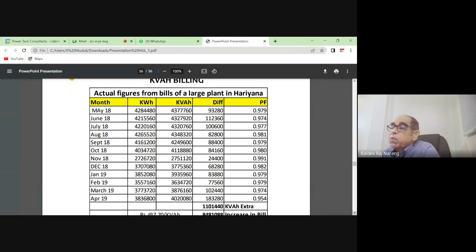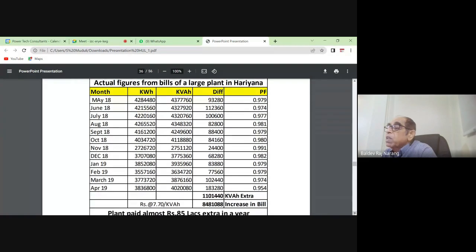And this is only lagging consumption they have shown. Leading was not taken into account. So the lagging consumption over a period of 1 year they have seen every month, because with the power factor not being unity, kWh and kVAh will not be equal, and there will be some consumption of reactive energy. So this is the difference shown between kWh and kVAh.